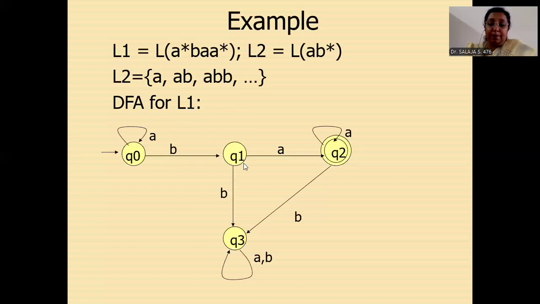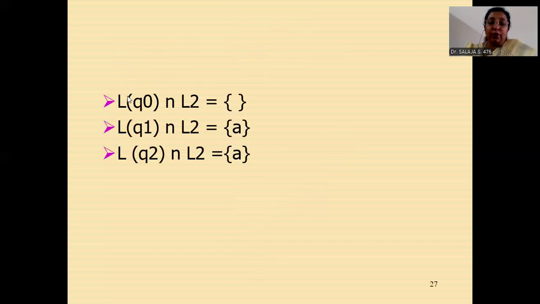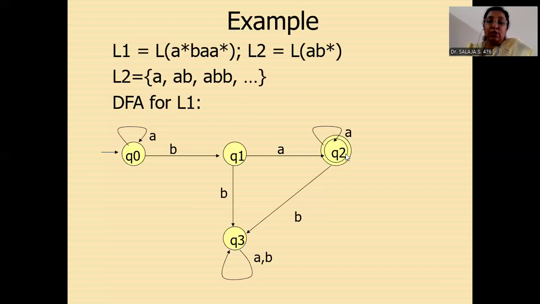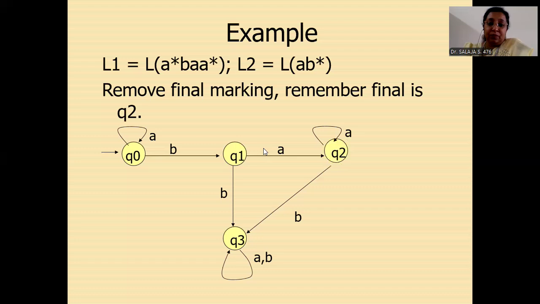What about Q1? Q1 on the first string A can lead to Q2. And therefore, for L of Q1, where Q1 is the start state here, and L2 is A. Similarly, L of Q2 intersection L2 is A. You can reach the final state.